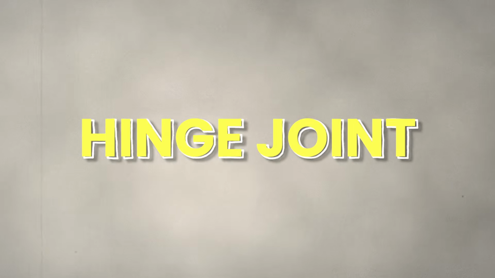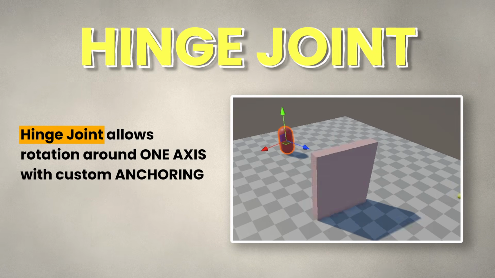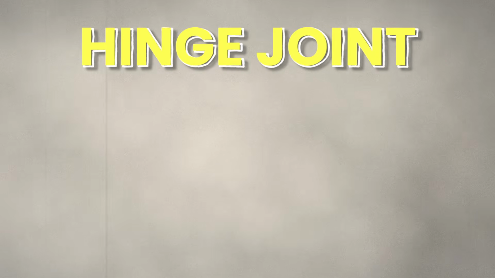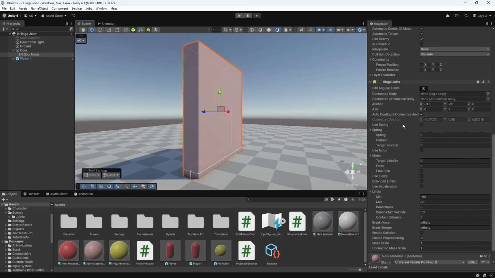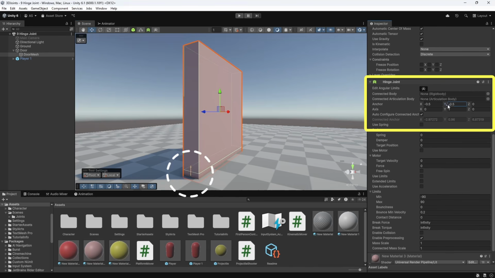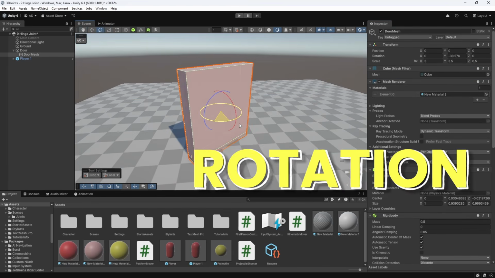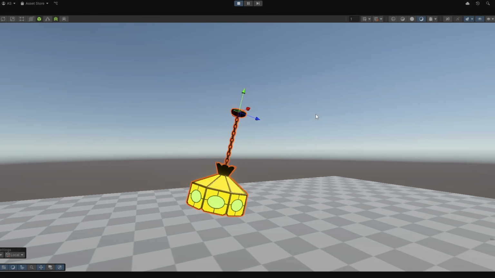Next up is the hinge joint. Hinge joint allows the body to be rotated around one axis depending on an anchor position. For example, doors, wheels, seesaws, I don't know. This is one of the joints that allows you to add custom anchors, meaning you don't really need to have a connected rigid body, which is nice. But you still can have that. Hinges are primarily used for rotation, like doors, levers, or even a chandelier hanging on the ceiling.